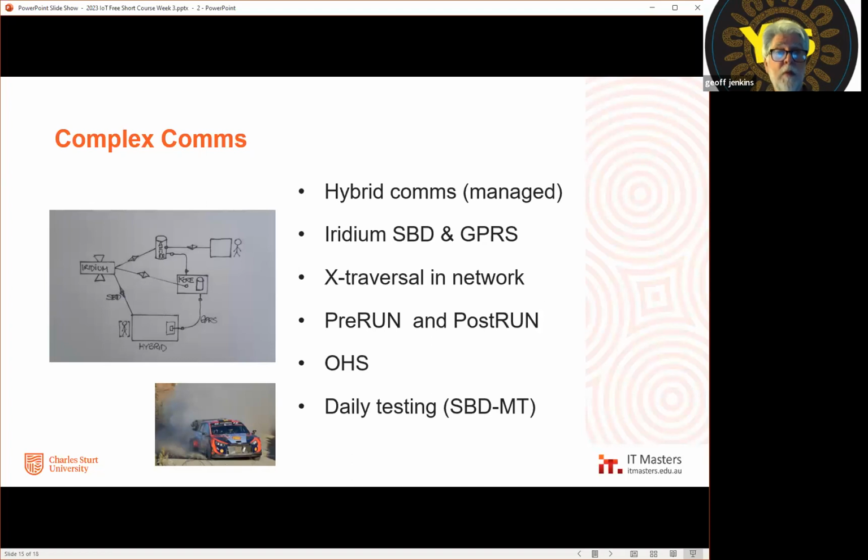Now, I mentioned here, and I really like this as an example of how this particular Internet of Things project has developed over the time. Pre-run and post-run, I mentioned. Post-run is sort of obvious.